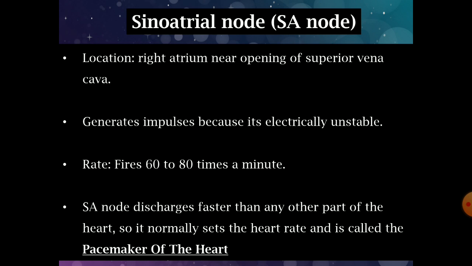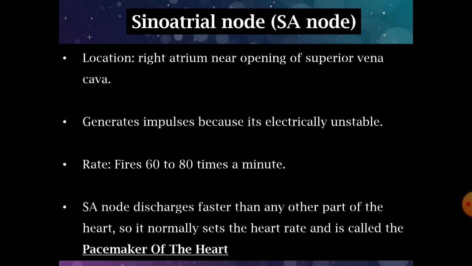ये इतना ज़्यादा electrically unstable, mean इतना fastest rate पे impulses generate करता है कि इसका rate जो है fires at around 60 to 80 times a minute. 60 से 80 times a minute it fires.